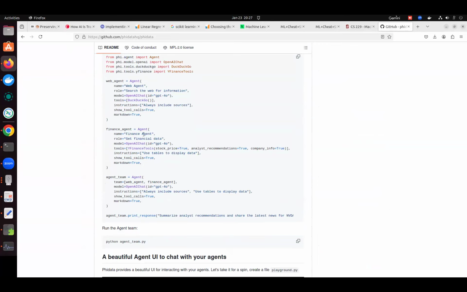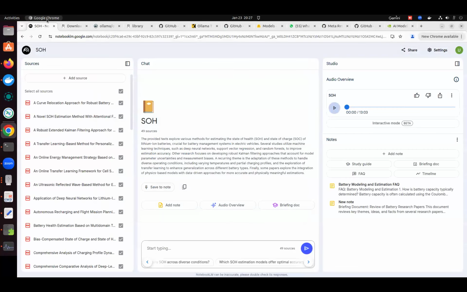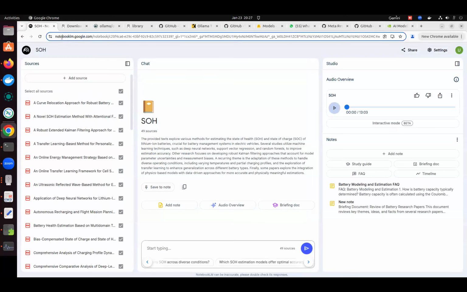But sometimes, if you have the freedom of doing it on the cloud, there is one good place called Google NotebookLM, which I mentioned last time. Google NotebookLM is a great place where you can upload the documents which you want to analyze or speak about.